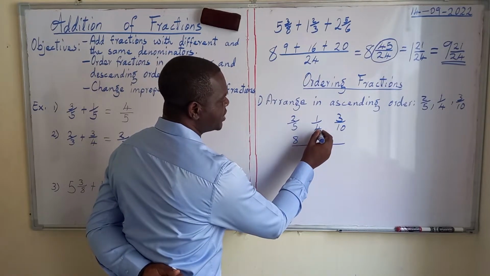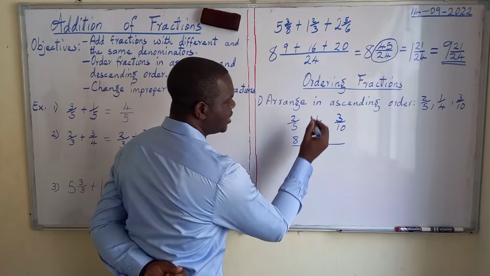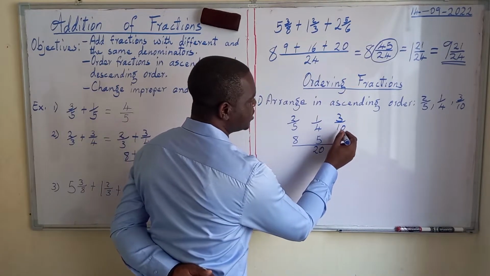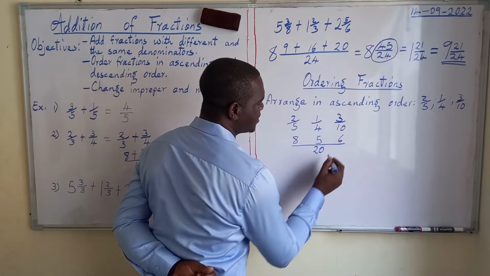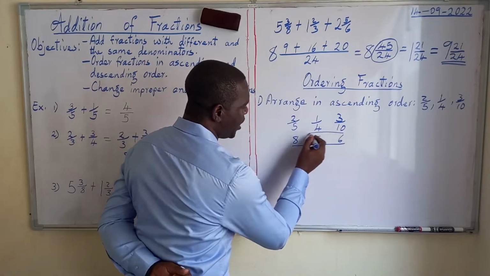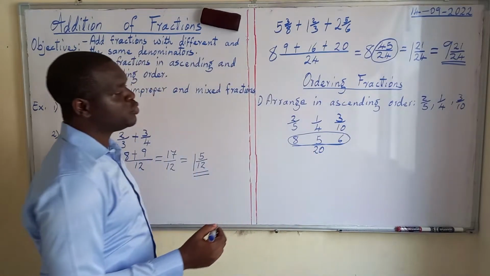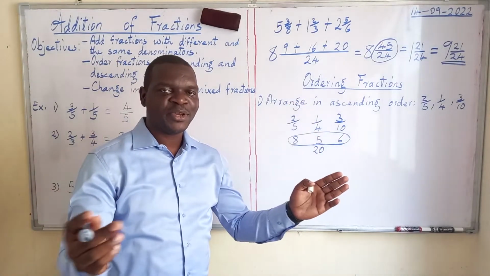20 divided by 4 is 5. 5 times 1 is 5. 20 divided by 10 is 2. 2 times 3 is 6. This is where you focus your energy to be able to determine which fraction is big, which one is small.